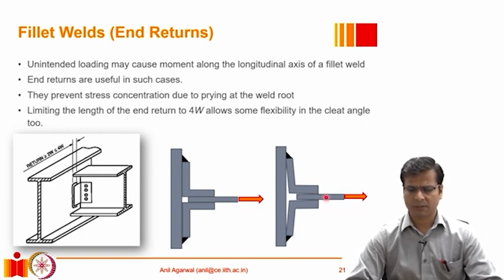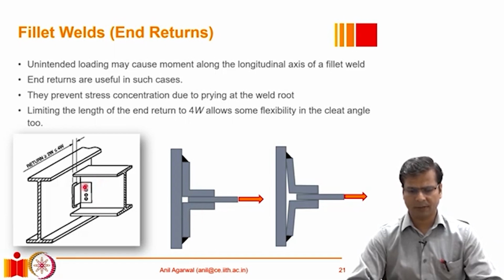There are, however, some situations where we may actually want to not terminate the weld right before the end, but continue the weld slightly farther and then terminate it. Such a situation is called an end return. This end return type of a weld is particularly useful in such scenarios. Here I am showing you through an example.